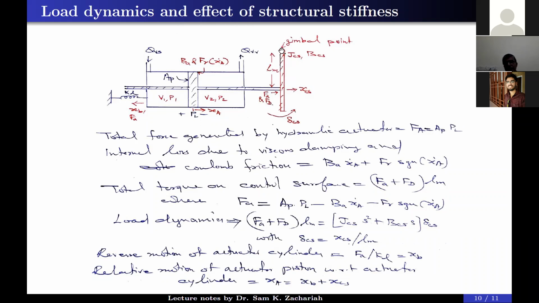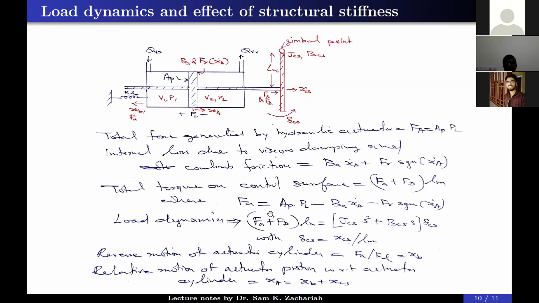That is the torque acting about the gimbal point, and that is equated to the load dynamics. There is J_CS into S squared plus B_CS into S, into delta_CS, where S is the Laplace operator. Transform is equivalent to differentiation, multiplication by S. So this is nothing but J_CS into delta_CS double dot plus B_CS into delta_CS dot, that is equal to the applied torque.